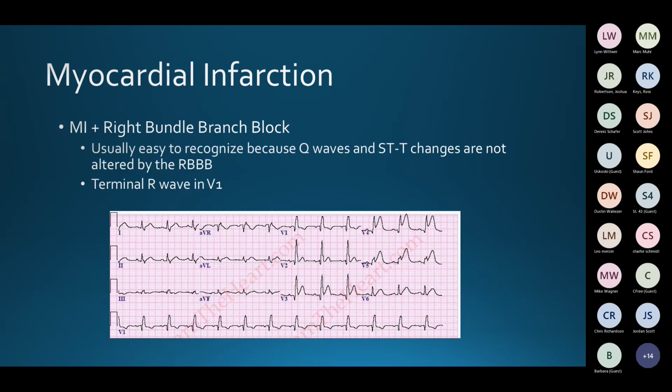Now, this is not a STEMI mimicker. I just throw this in because this is a right bundle branch block, but with a right bundle branch block, the Q waves and the ST-T changes are not altered by the bundle branch block. So in this case, you've got a terminal R wave, which is upright, so it's a right bundle branch block. It's a wide complex. You can see this marked ST segment elevation, but because this is a right bundle branch block, you will call this a myocardial infarction.